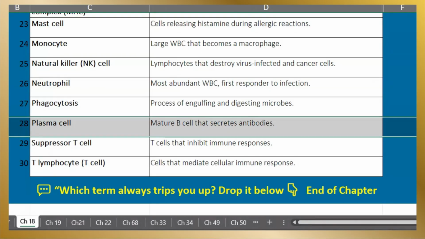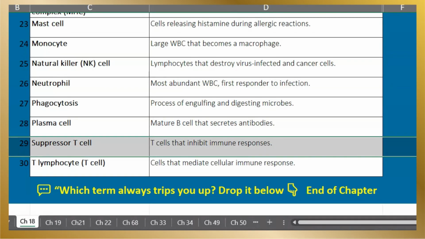Plasma cell, it's a mature B cell that secretes antibody, produces large amounts of IgG. The suppressor T cell, it's a T cell that inhibits immune responses, prevents autoimmune reaction.